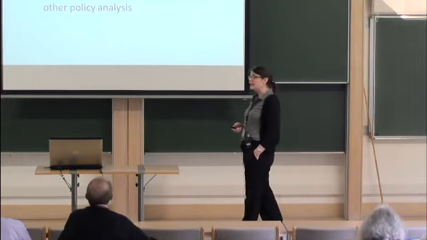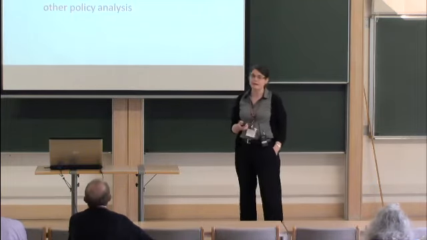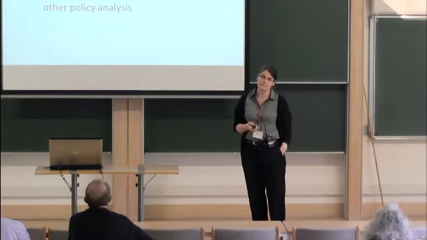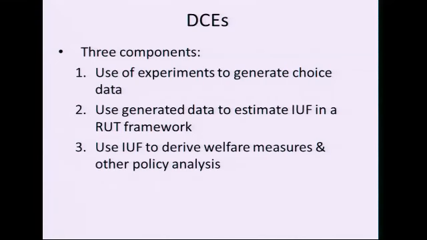Okay, so as you'll know, and we had a great introduction to this yesterday, choice experiments, the way I think about them at least, combine three key things. First of all is obviously experiments, what we're all interested in here today, so the use of experiments to generate the choice data. Then once we have the choice data, we use that to estimate indirect utility functions. And from that, we can use those indirect utility functions or those models of preferences in various policy relevant ways.